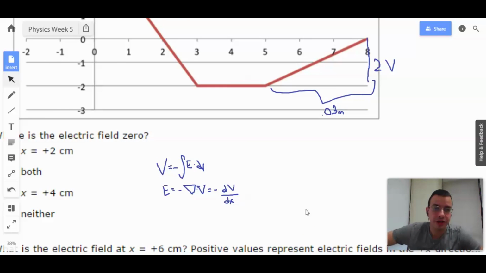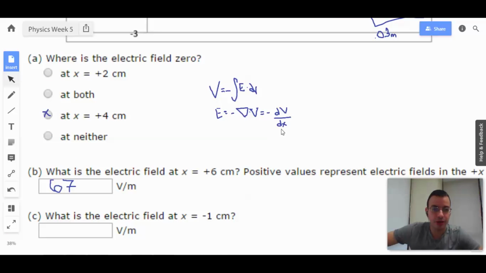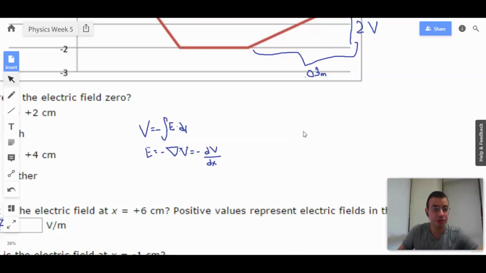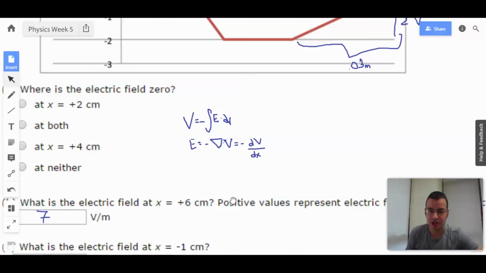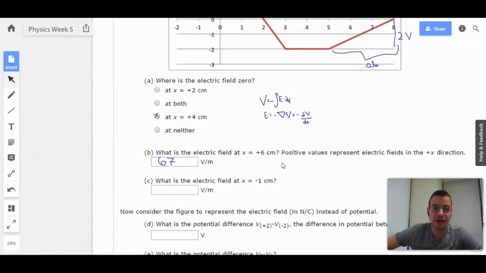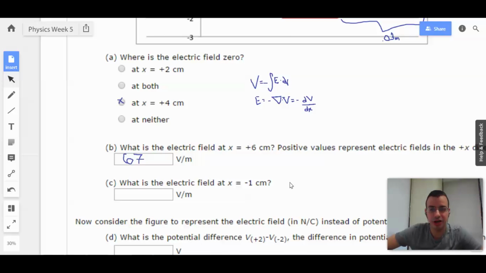So that was how we did it using just straight math. Using it logically, volts divided by meters: the volt change is 2, the meters change is 0.03, so we're just going to do 2 divided by 0.03. That's dimensional analysis, which is useful for graphs. If you have a graph, do dimensional analysis, and that way you can check your answer, or if you have no idea, it gives you a better shot in the dark.